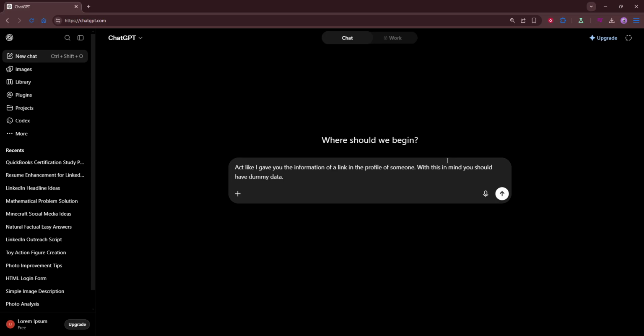Then ask ChatGPT to write a short, personalized LinkedIn message. Keep it brief because LinkedIn messages tend to work better when they're easy to read and don't ask for too much too soon. Make sure the draft includes one specific detail from the person's profile. That detail is what helps the message feel personal instead of automated.